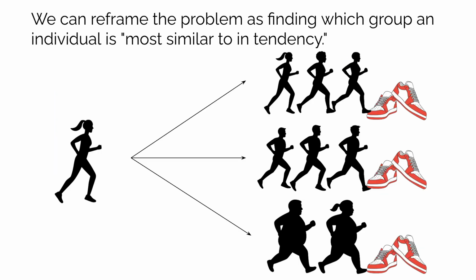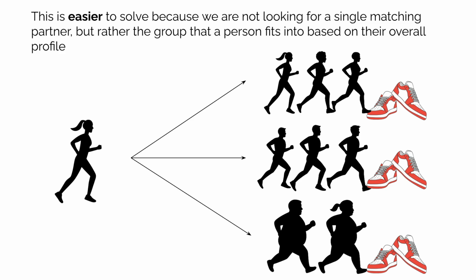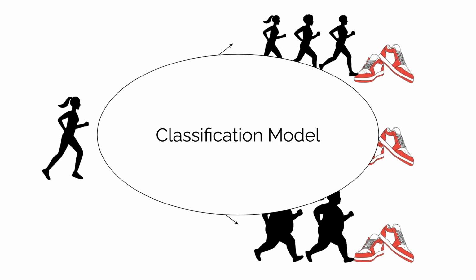We can reframe the problem as finding which group an individual is most similar to in tendency. This is easier to solve because we are not looking for a single matching partner, but rather the group that a person fits into based on their overall profile. In PSM, this is achieved using a classification model.